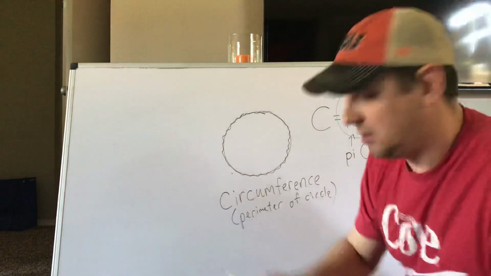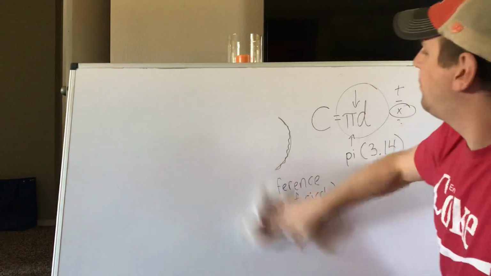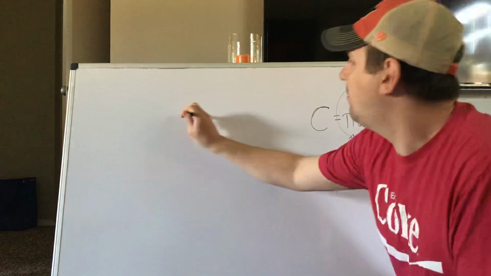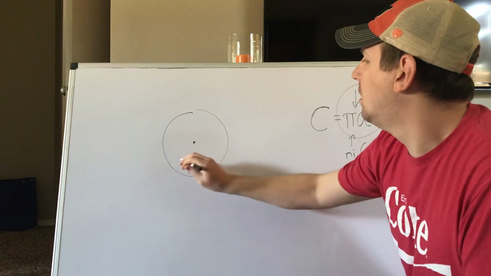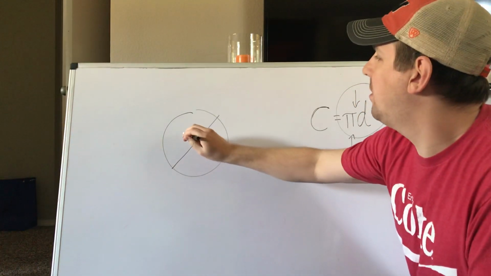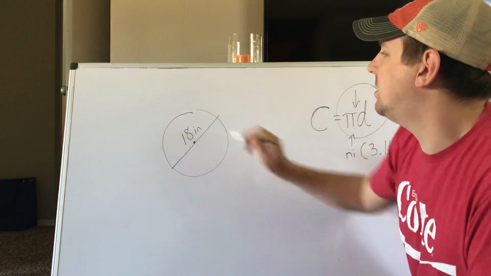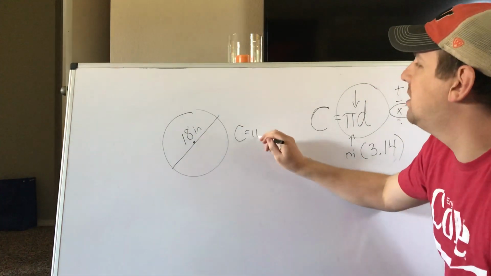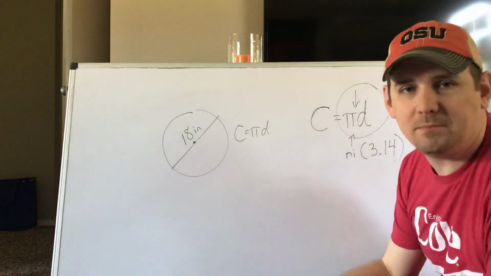All right, let's erase. So, if we have a circle, and I tell you that the diameter is 18 inches, and I ask what the circumference is, we're going to just use this formula, pi times diameter.